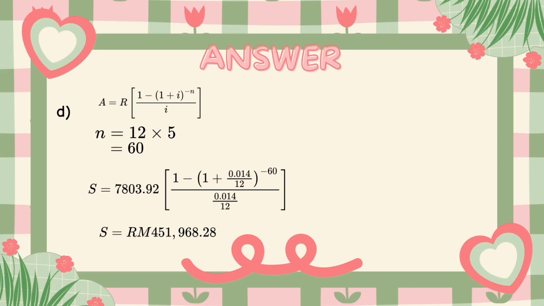So, we take the information that we already get and replace it into the equation. So we calculate and we get the final answer. The final answer is 451,968 ringgit 28 cent.